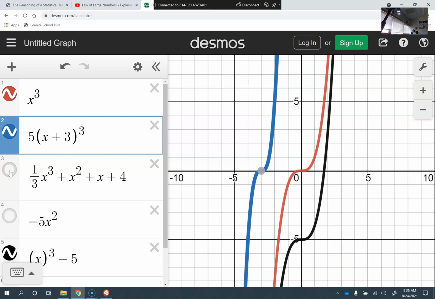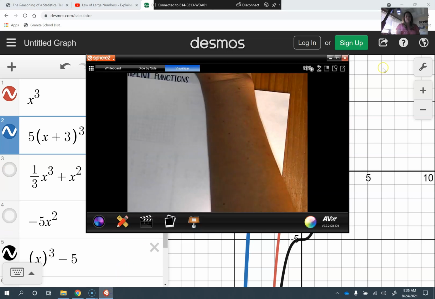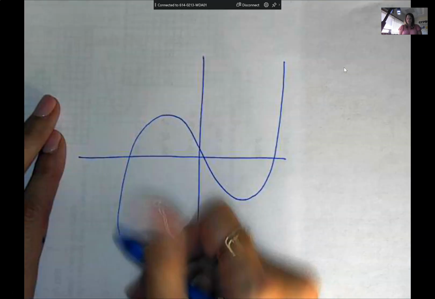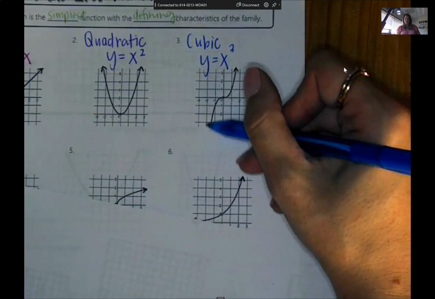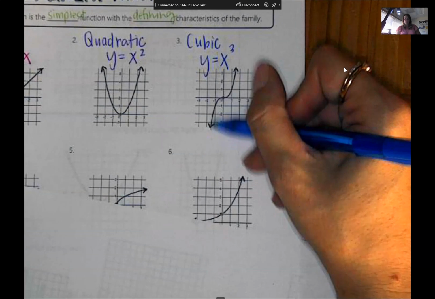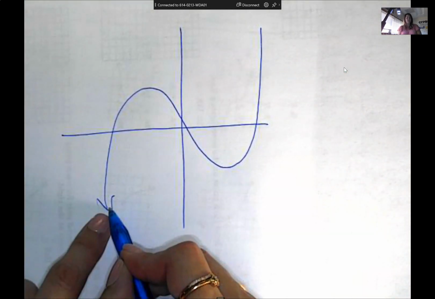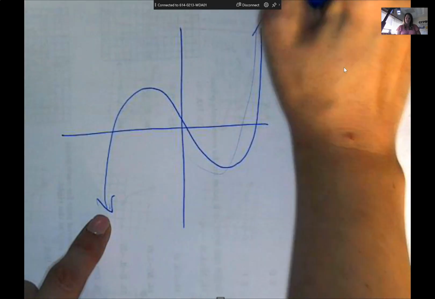So any of them that look like a roller coaster function are in the cubic family. We'll see this a little bit later on in our lessons, but eventually those cubics start to look like this, like a real roller coaster. So notice it has the same characteristic. It starts down here and then comes up, and here it's the same thing. It starts down here, has a little wiggle, and then comes up.